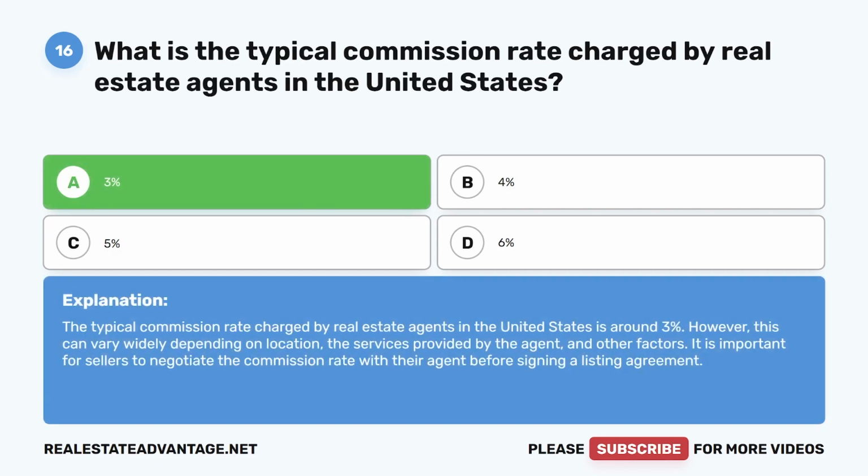3%. The typical commission rate charged by real estate agents in the United States is around 3%. However, this can vary widely depending on location, the services provided by the agent, and other factors. It is important for sellers to negotiate the commission rate with their agent before signing a listing agreement.